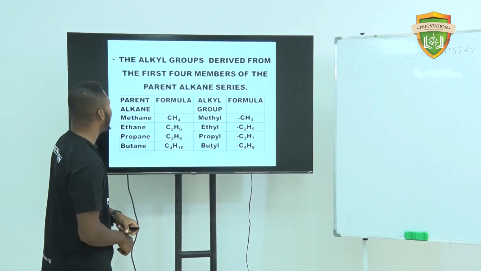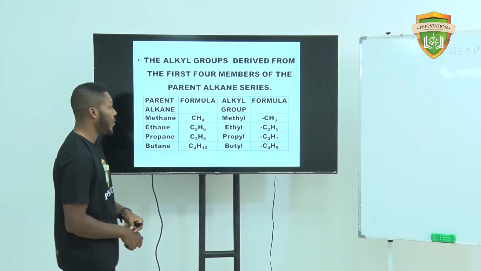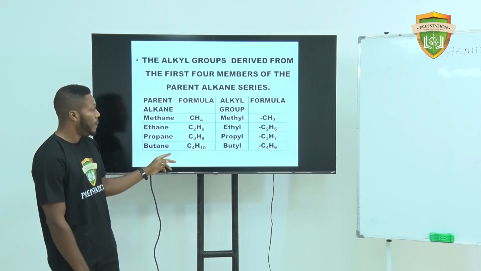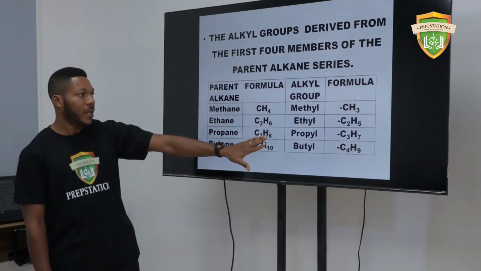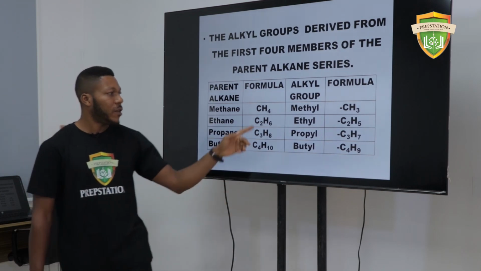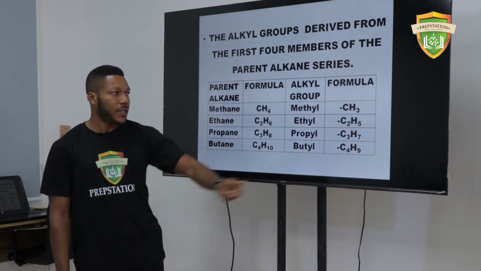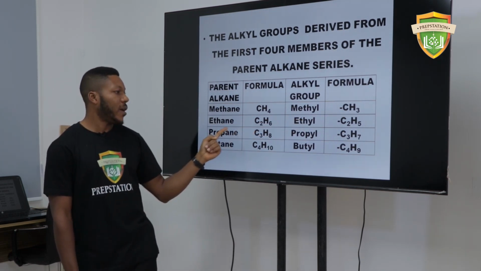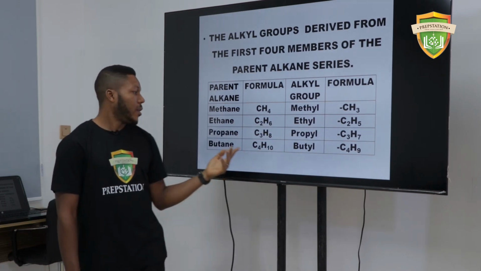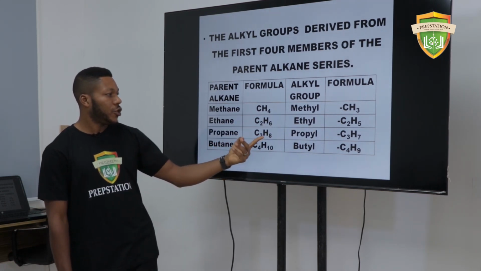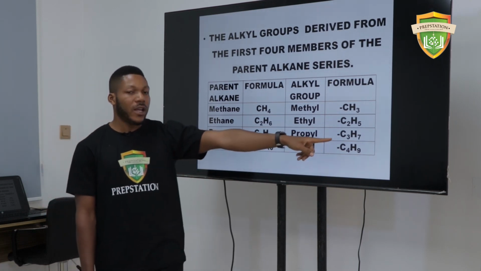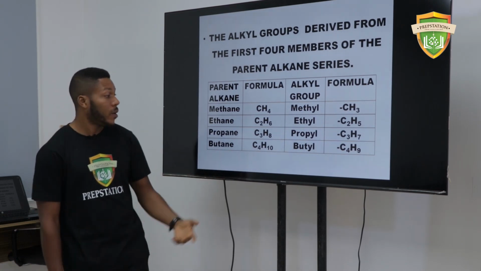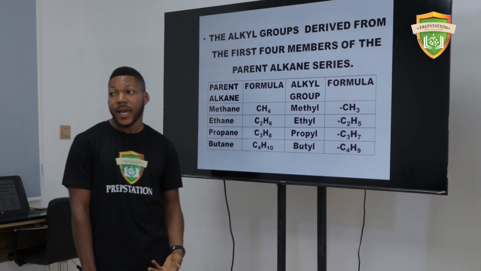The alkyl groups derive from the first 4 members of the parent alkane series. We have done it before. For example, methane is from the alkane. Methane is CH4, normal formula. Then, if you want to derive the alkyl group, we have shortest of what? 1 hydrogen atom, which is dash CH3. Same thing with ethane, C2H6. From ethane, we have ethyl, C2H5. Then propane, C3H8. Short 1 hydrogen atom, we have what? C3H7, propyl. Then butane, butyl. We have hexane, hexyl. We have heptane, and so on.